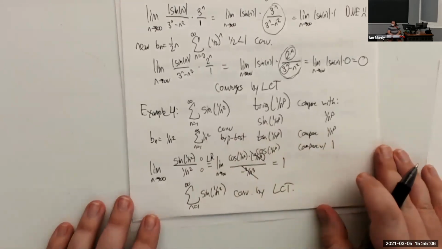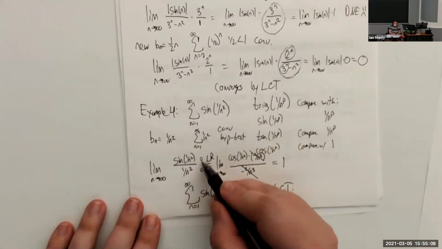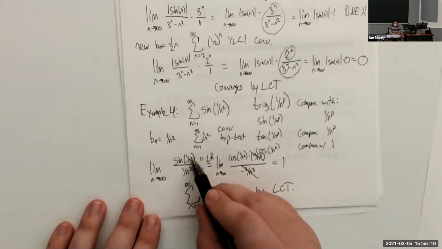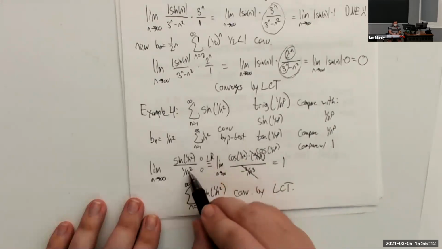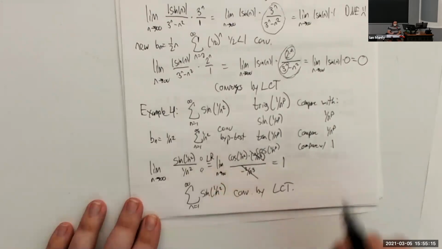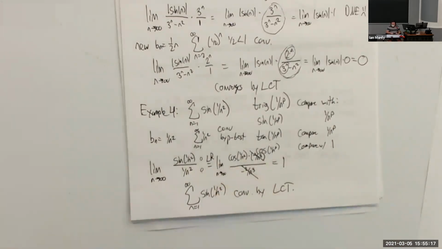And why were we allowed to use L'Hopital's rule again? Because it's a 0 over 0 limit. If we send n to infinity here, we have sine of 0 is 0. We send n to infinity here, we just have 0 on the bottom. So it's 0 over 0.